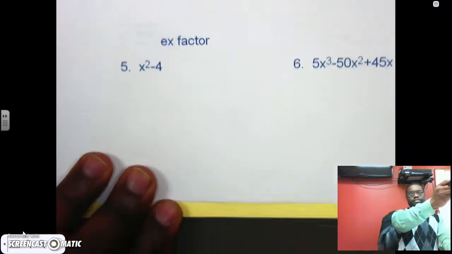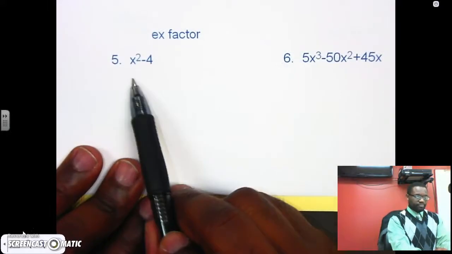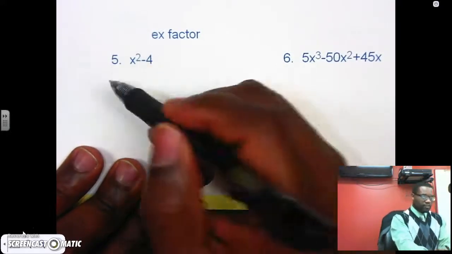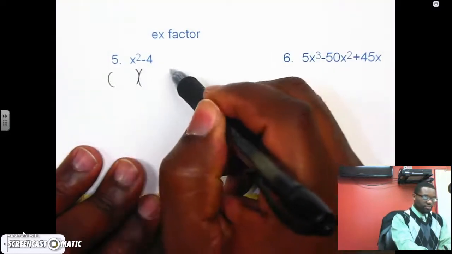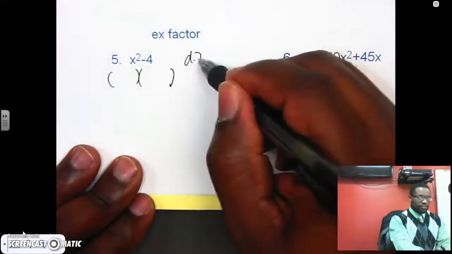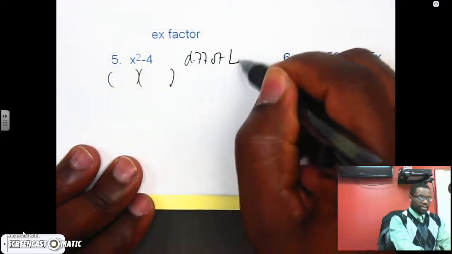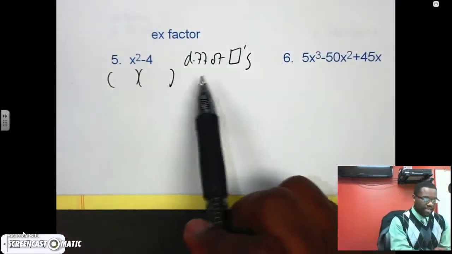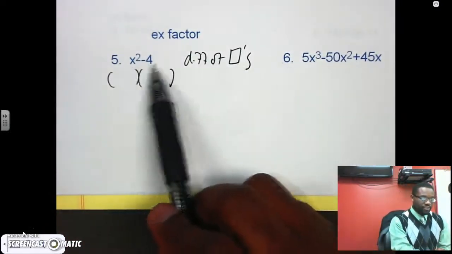and 6. Now, this is not 3 terms. I'm talking about factoring trinomials. But this also factors into 2 binomials. How do I know that? This one has a special name. It's called the difference of squares. Yeah, I'm being lazy. Difference of squares. Difference means subtract, and squares mean both of these are perfect squares.